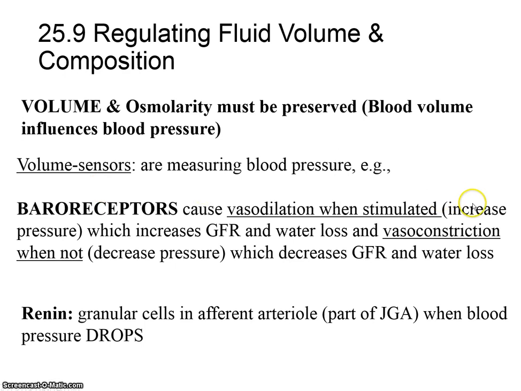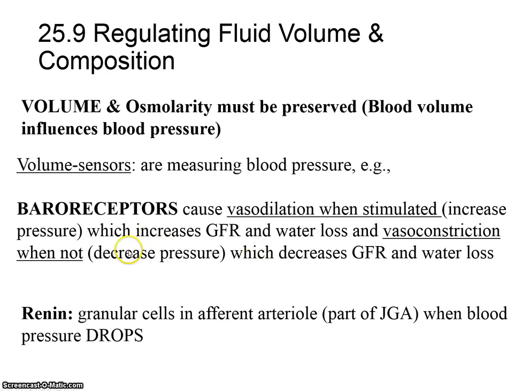So we have an increase in pressure and we have to decrease that pressure, right? So we're going to get more flow to the kidneys, and this is going to increase the rate of filtrate forming, and that rate is going to push it through the proximal convoluted tubules a little faster. So we're going to lose some water via the urine, and we're going to restore our volume and our pressure. And they vasoconstrict when they're not stimulated. And this, again, is a decrease in pressure.